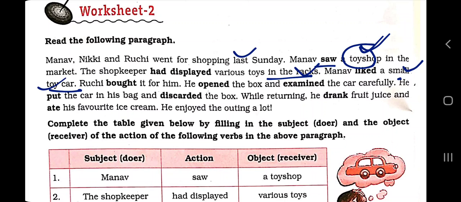Ruchi bought it for him. He opened the box and examined the car carefully. He put the car in his bag and discarded the box. While returning, what did he discard? He discarded the box. While returning, he drank fruit juice and ate his favorite ice cream. He enjoyed the outing a lot. Now complete the table given below by filling in the subject, the doer, and the object. The object is that on which the action is done, who is the receiver of the action.